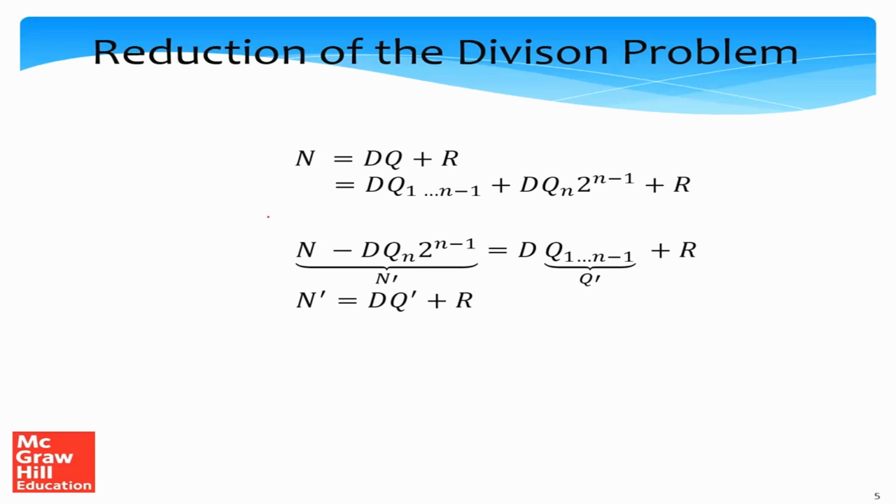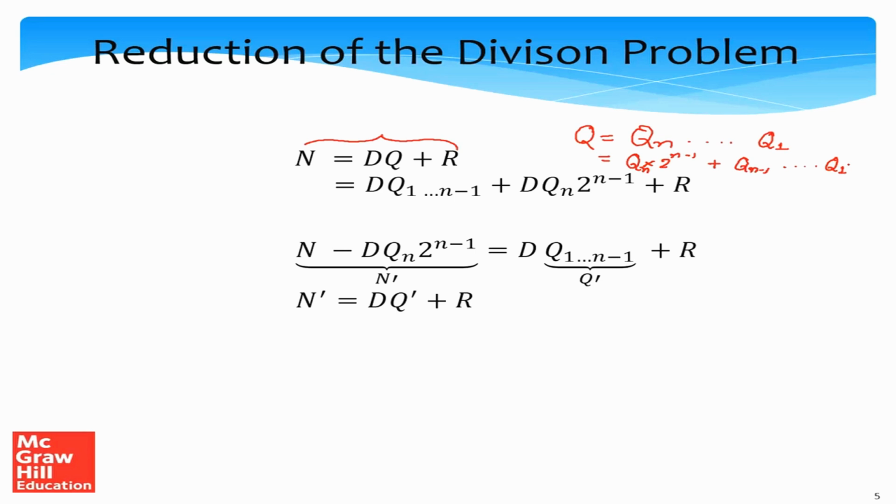Let's start with our division equation, which is n equals dq plus r, and let's assume that the quotient q, which is of course represented in binary, has the bits qn to q1. So we can break the quotient into two parts. One is qn times 2 raised to power n minus 1, plus one number which consists of the remaining n minus 1 bits. We have also done this before in chapter 2.